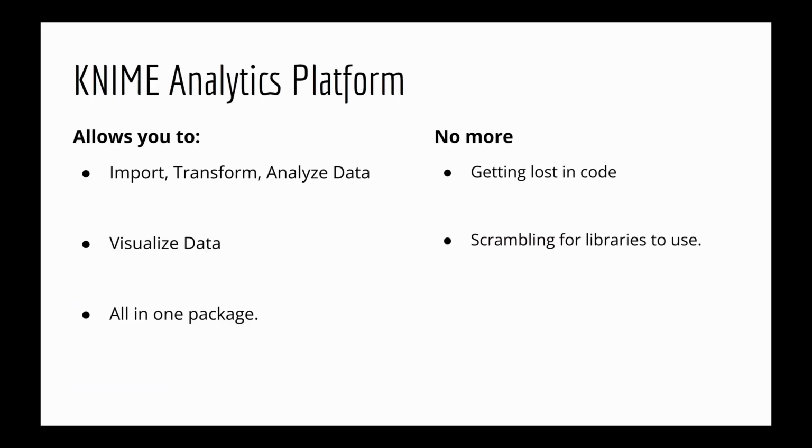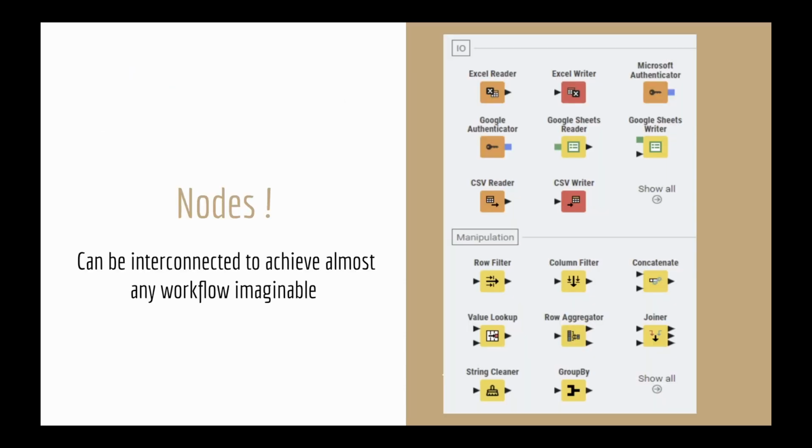Introducing KNIME Analytics Platform, a tool to create visual workflows of data with a low-code approach. No more getting lost in arbitrary syntax, as KNIME allows you to analyze and visualize data with its built-in structures called nodes. Nodes can be interconnected to achieve almost any workflow imaginable. KNIME allows you to create custom nodes with Python scripts or Java SDK, and also extensions for a deeper control over your data.